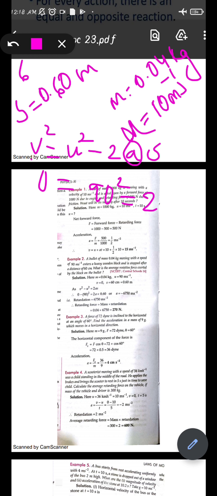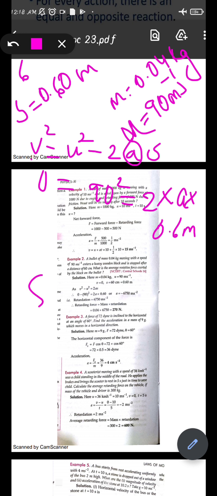So v's value will be 0, that is, final velocity will become 0, and u is given as 90 meter per second. We have to find a, so the third equation will be used, v squared equals u squared plus 2as, because time is not given for the first and second equations. And for displacement it is 0.60 meter. So v is 0 and u squared is 90 squared. And secondly 2as, that is 2 into a into s, with s as 0.60 meter.